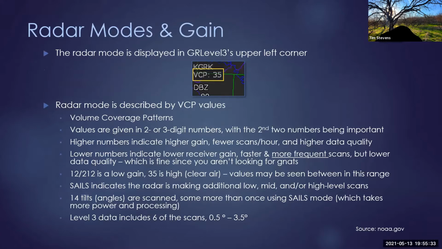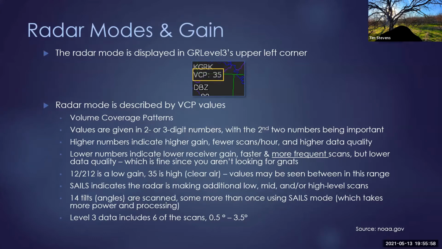I went backwards. The radar mode is important. That's going to talk about the sensitivity and the way the data is being processed. And on GRLevel3, if you look up in the upper left-hand corner, you'll see VCP and a value. In this case, it's 35, which indicates clear air mode. And so they've got the gain and sensitivity turned all the way up so they can see gnats.